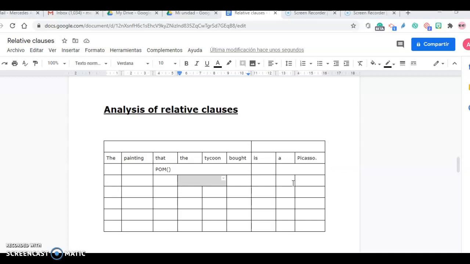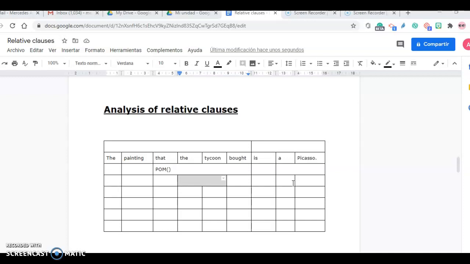This is a subject and it is a noun phrase. So the head is a noun. The noun is painting. The head is painting. That is a common noun. It's not a proper noun. The is a determiner, definite article. And that the tycoon bought is a post modifier, defining relative clause. I wrote POM in order to show how we write post modifier. And it is a defining relative clause.